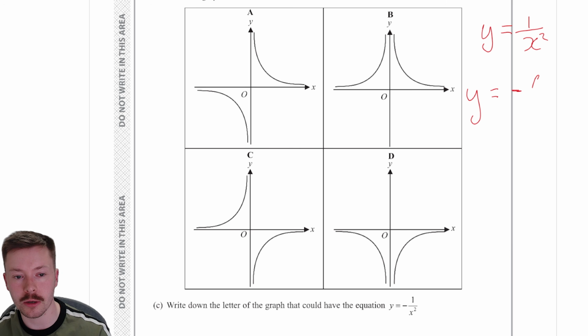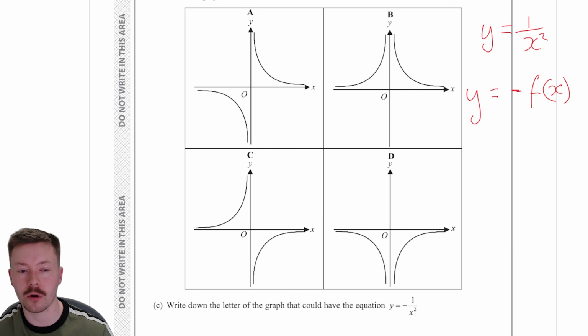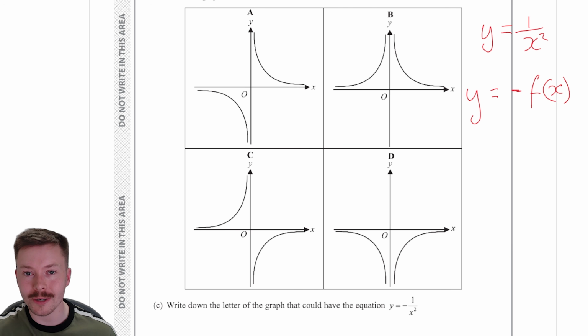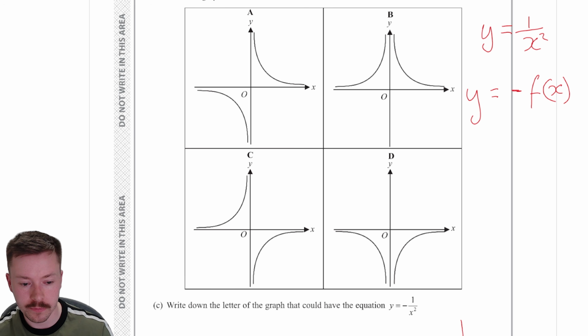If we had y is equal to minus f of x, what does that do? What it does is it basically makes all the y values negative. So it's going to flip it over the x-axis. So what we would end up with is flipping b over the x-axis, we would end up with d.